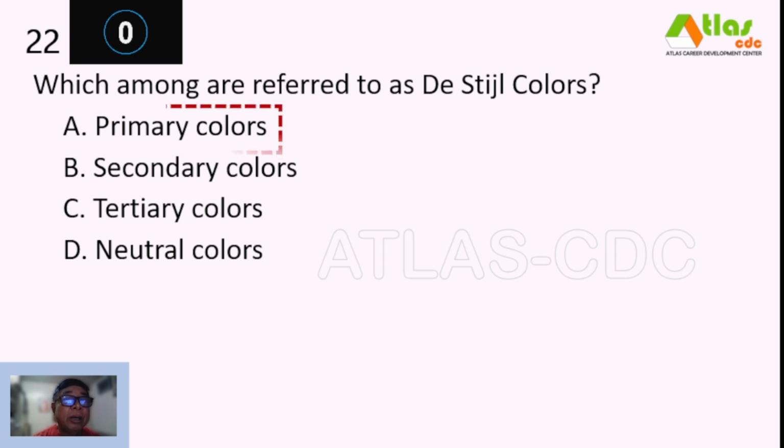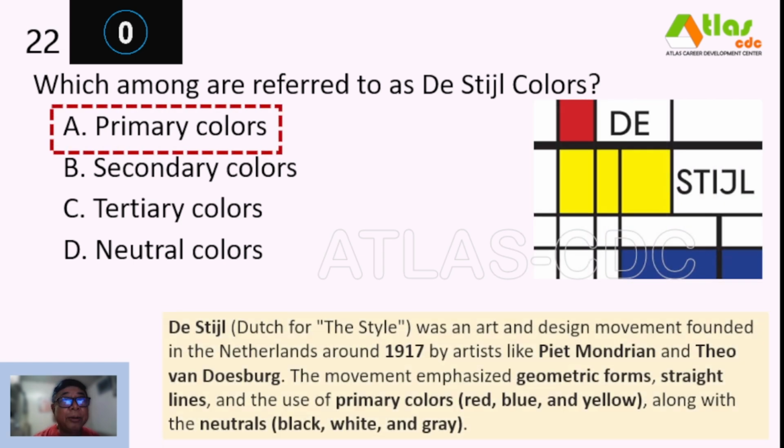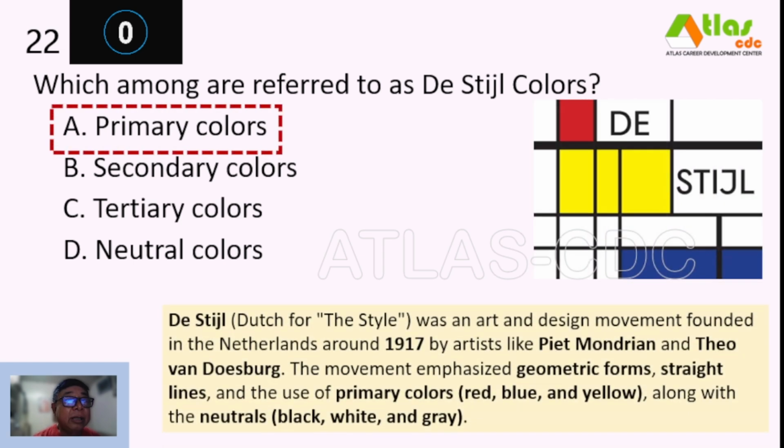And our correct answer is letter A, primary colors. So De Stijl, or Dutch for the style, was an art and design movement founded in the Netherlands around 1917 by artists like Piet Mondrian and Theo van Doesburg. The movement emphasized geometric forms, straight lines, and the use of primary colors, red, blue, and yellow, along with the neutrals, black, white, and gray.